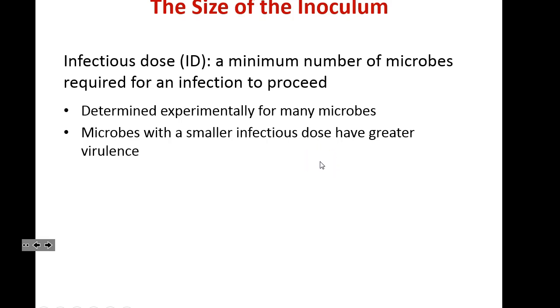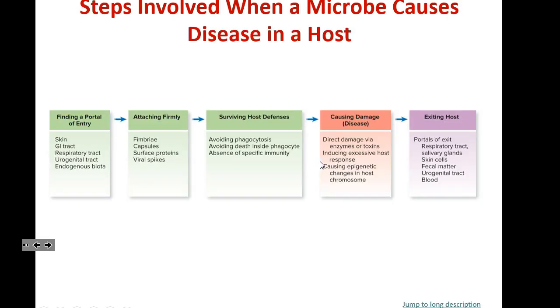The infectious dose. How many microbes do you need to have for an infection to proceed? 1 or 2? Or a lot of them? An infectious dose is the minimum number of microbes required for an infection to proceed. It's determined experimentally for many microbes. Microbes with a smaller infectious dose have a greater virulence. So let's just say you only need 2 of these, can that really be very dangerous to you? Yes, it has a greater virulence.